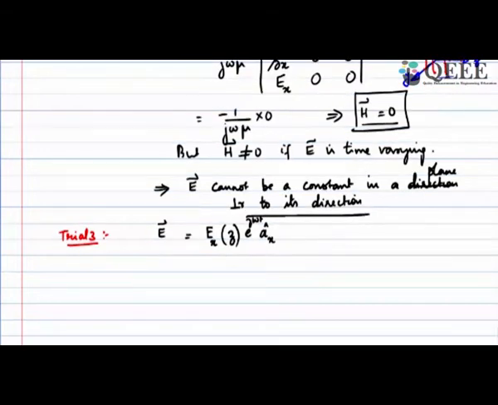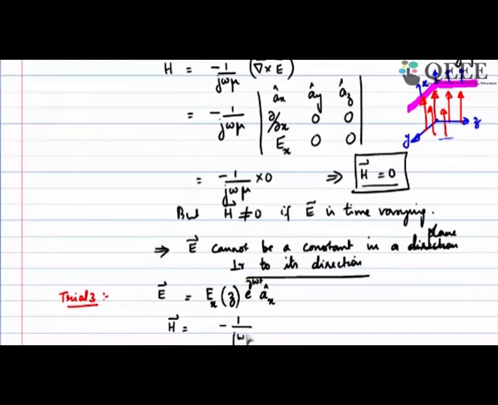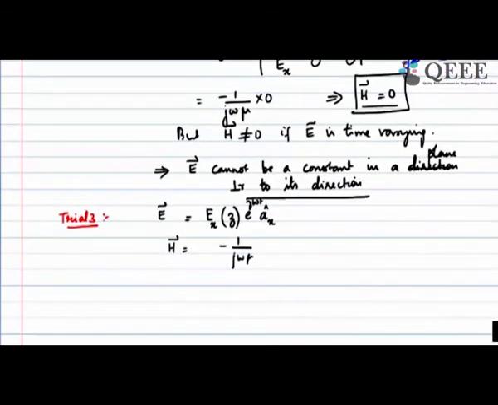Now when I do this, what is my magnetic field? I want to make sure that the magnetic field is not 0. I want to make sure that the magnetic field exists. I am going to use the same relation, minus 1 over j omega mu. What is the curl here now? The curl has changed: ax, ay, az. My del by del x is 0 now, del by del y is 0, I have a del by del z. Remember, this is the x component and this is the variation along z. So I have variation along the z direction. I have the x component, I don't have a y component, I don't have the z component.